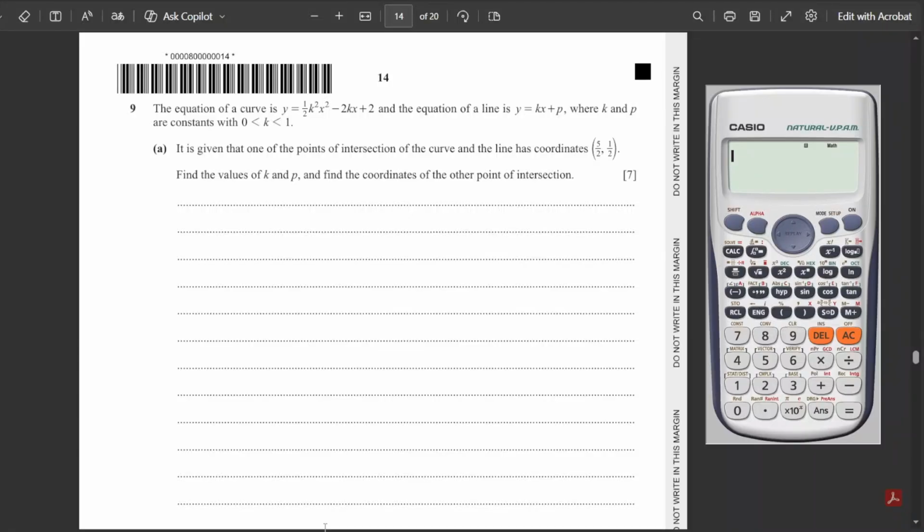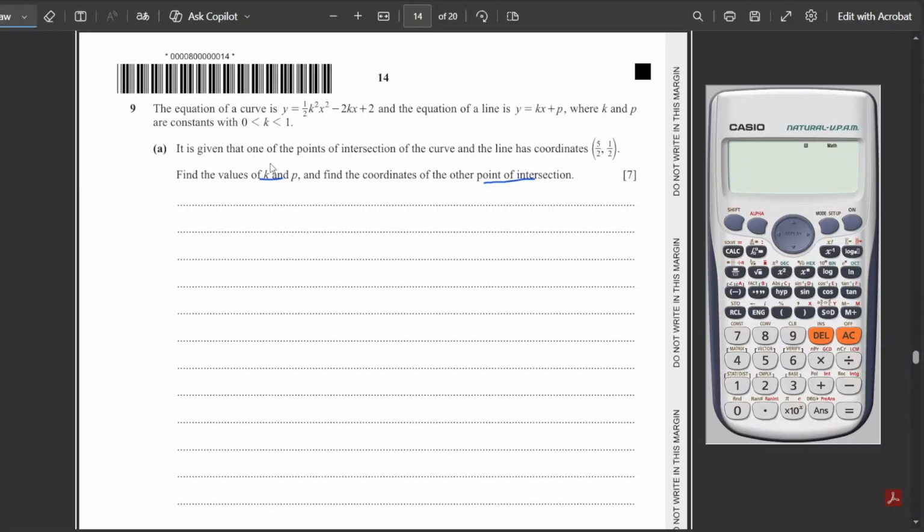Part A says, it is given that one of the points of intersection of the curve and the line has coordinates 5 by 2, 1 by 2. Find the values of k and p and find the coordinates of the other intersection point. Okay, so this may seem a bit tricky because right now we have no idea how we're going to find this intersection point, how we're going to find this k and p, all of that stuff. So here's a good starting point.